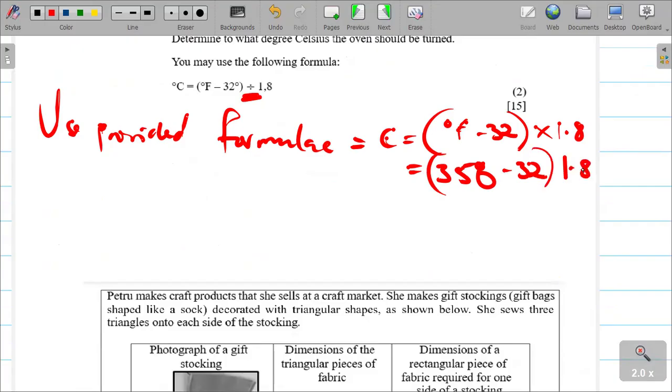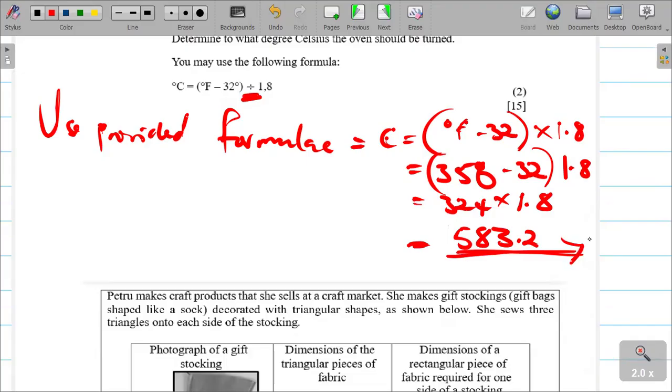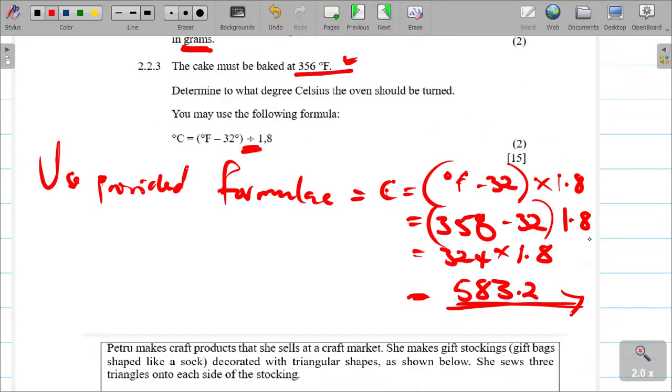So when that is given, this is going to give us 324 multiplied by 1.80. That is going to give us 583.2. That's how we convert this to degrees Celsius.